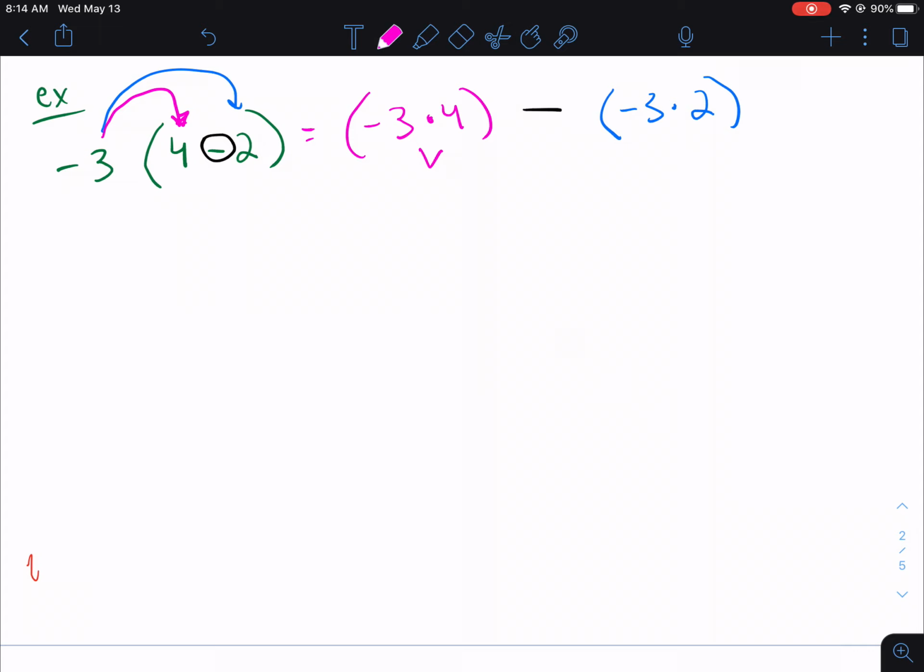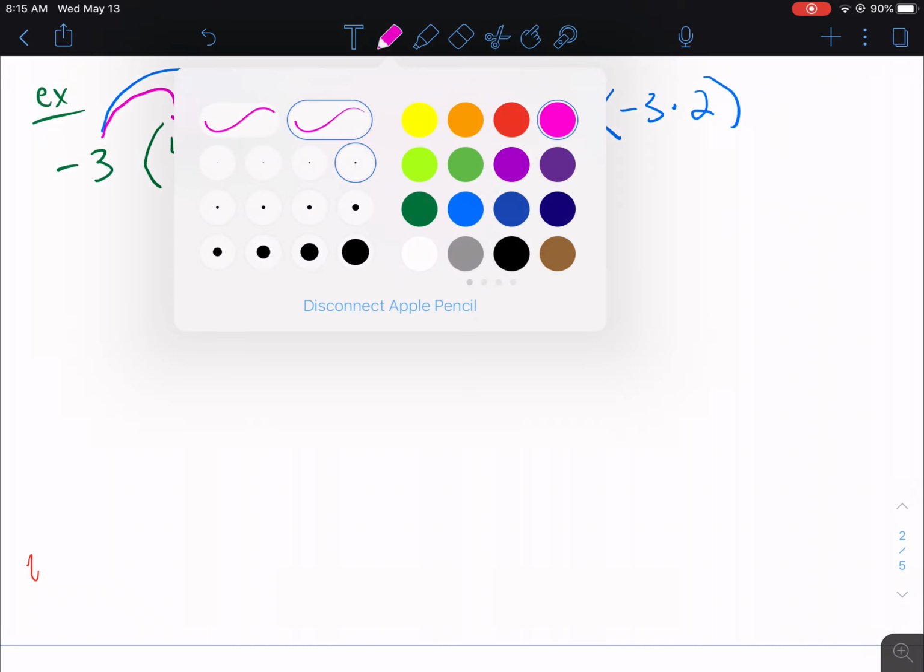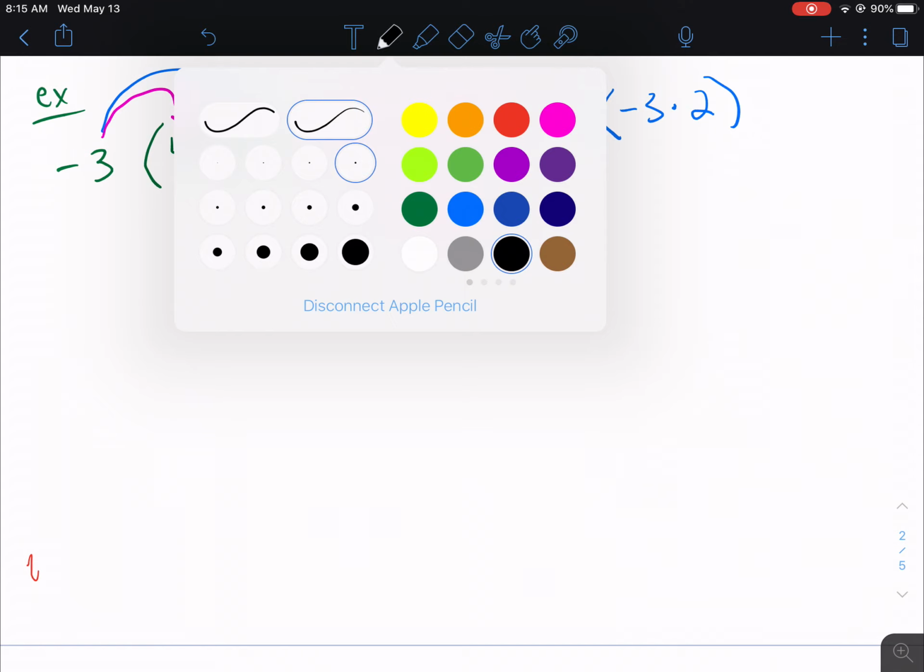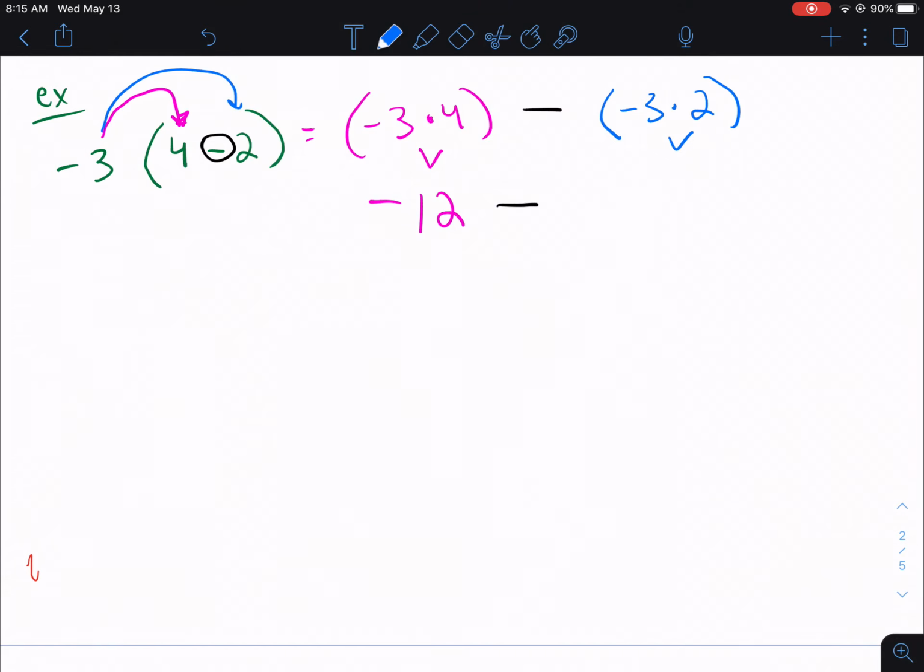Negative 3 times positive 4. Negative times positive is negative. Negativo por positivo es negativo. 3 times 4 is 12. This is minus. This one is negative times positive is negative. Negativo por positivo es negativo. 3 times 2 is 6. 3 por 2 is 6.